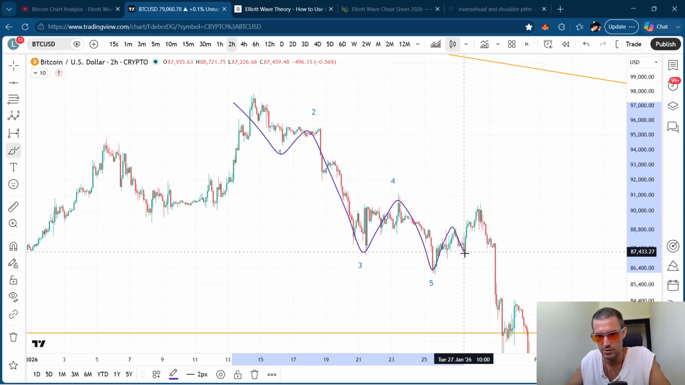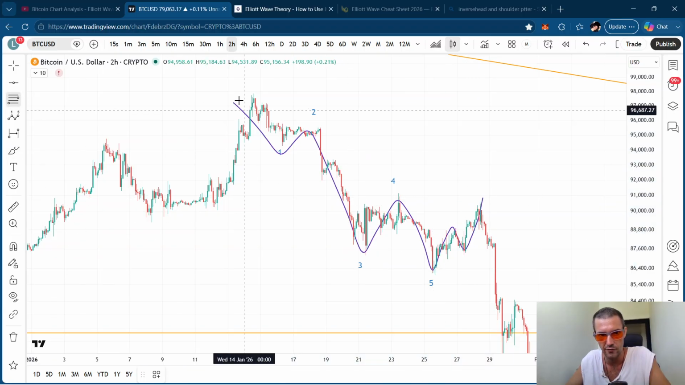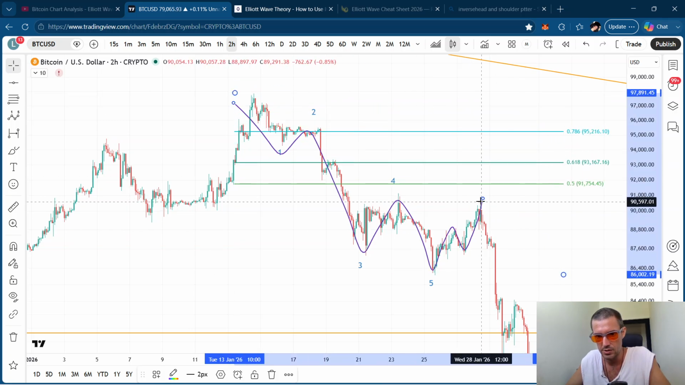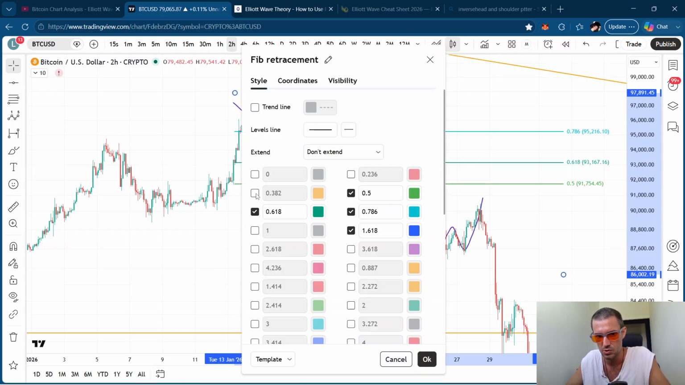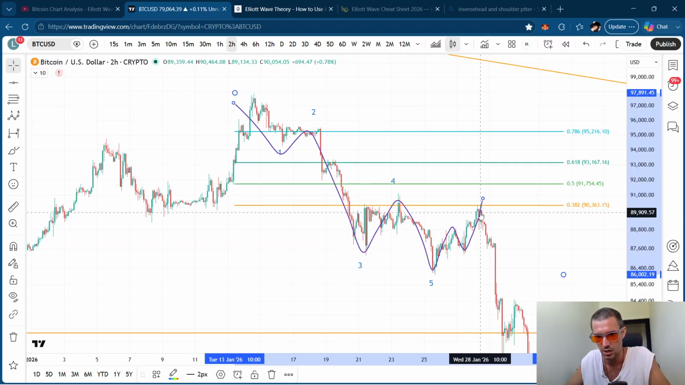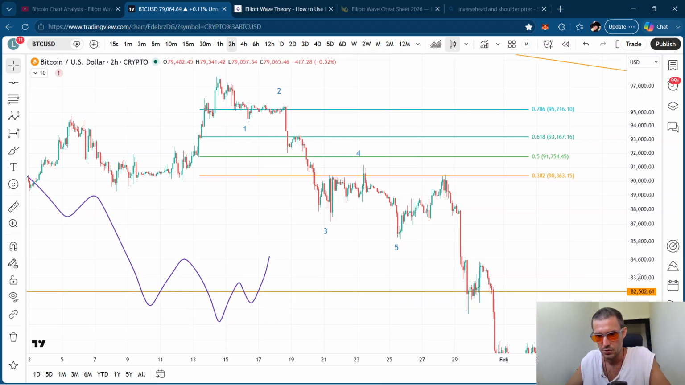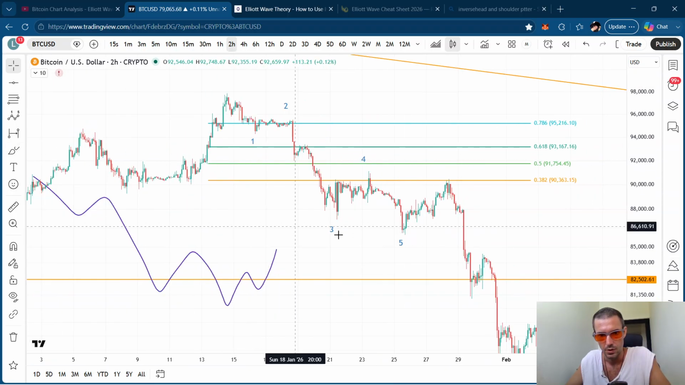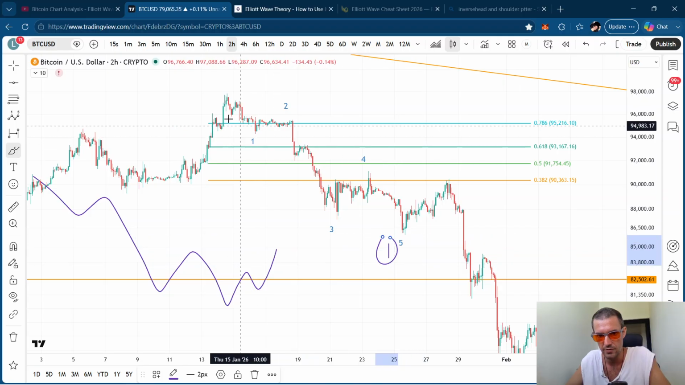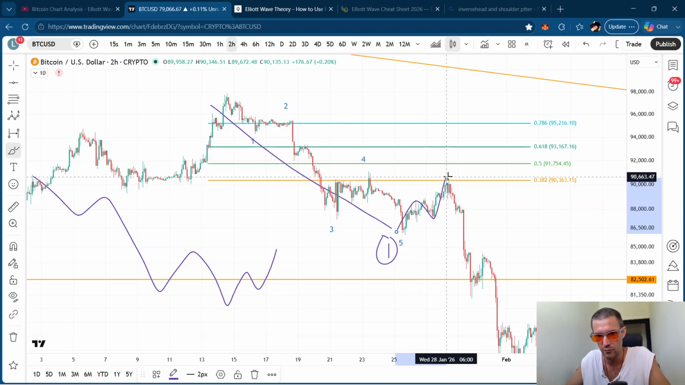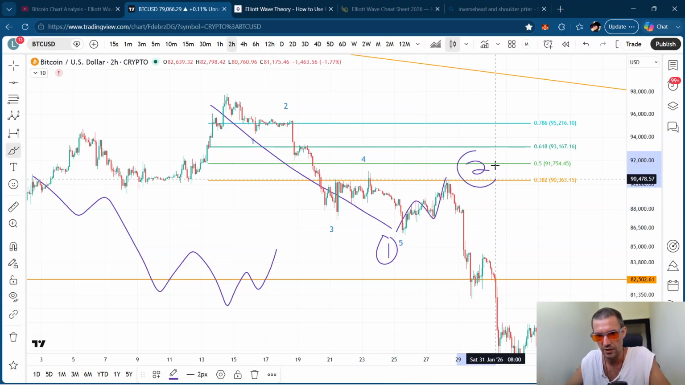Very shallow ABC correction. Didn't make it to the 0.5 fib. The 0.5 fib is a common retracement in an ABC correction, but sometimes it only goes to the top of wave 4 when it's very strong in that direction, and maybe we just get a 0.382 pullback, which in this case we did. So that was circle wave 1. So every time we have a 5-wave move down, that's your wave 1. We get a 3-wave move up in your wave 2, and then what happens after that?